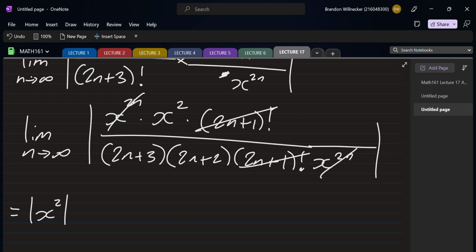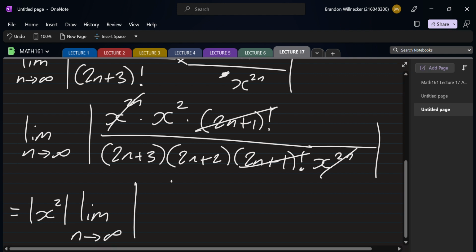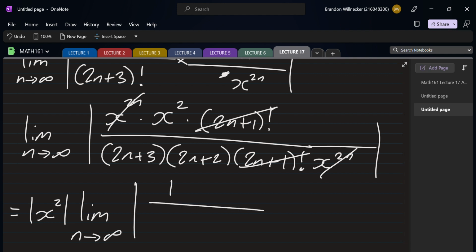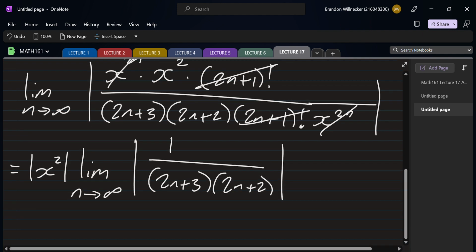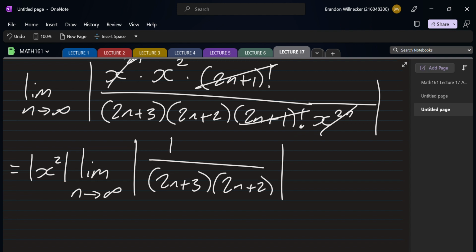That's fine. Okay, then we have the limit, n goes to infinity, 1 over, and then the bottom part, you can multiply it out, or you can leave it as is. That's fine. Okay, now we can take the limit. The top is just 1, that doesn't change. But the bottom part, if we multiply it out, we'll end up with something n squared, right? If we just multiply it out.